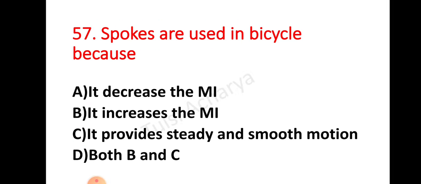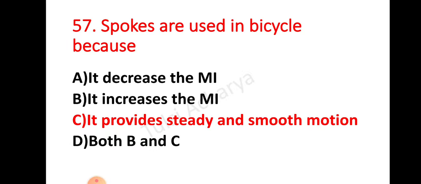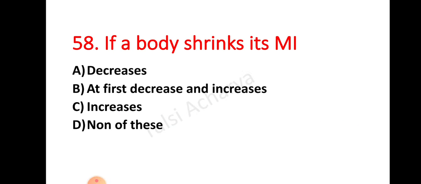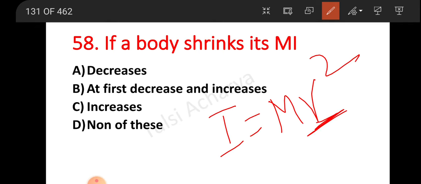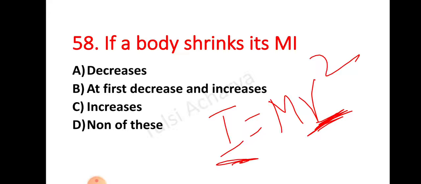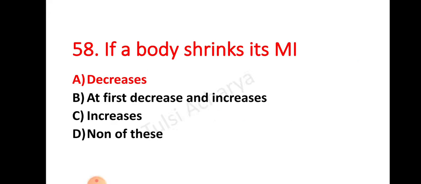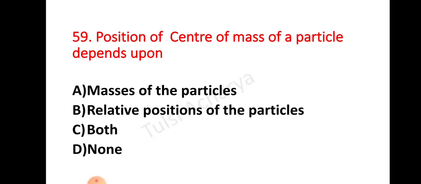Spokes are used in bicycle because it provides steady and smooth motion. That is option choice C. Now let's move to question number 58. If a body shrinks, its moment of inertia is, we know that I is equal to mr square. If a body shrinks, r decreases. If r decreases, I also decreases. That is option choice A. Option choice A is the correct answer for question number 58. Now let's move to question number 59.